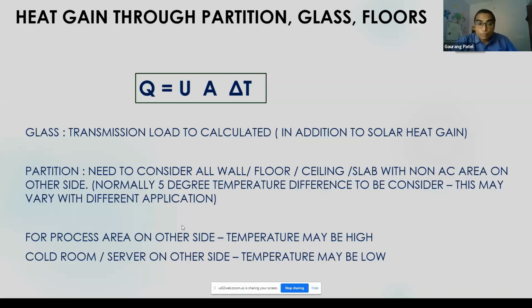If there's a colder room, like a cold storage, that gives me a positive impact. I will have a minus delta T. So it will transfer cooling to me from there. I need to calculate the U value for the insulated panel of the cold storage. So these are simple, the partition, the glass, the floors. You need to see, and your heat load calculation will be simple, that is UA delta T, your overall heat transfer coefficient into area into delta T. Okay.